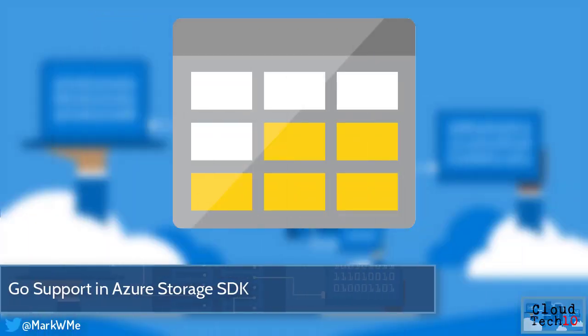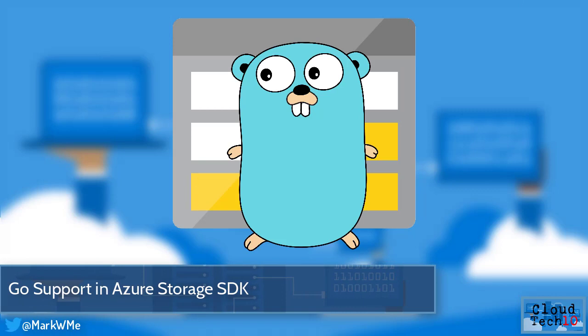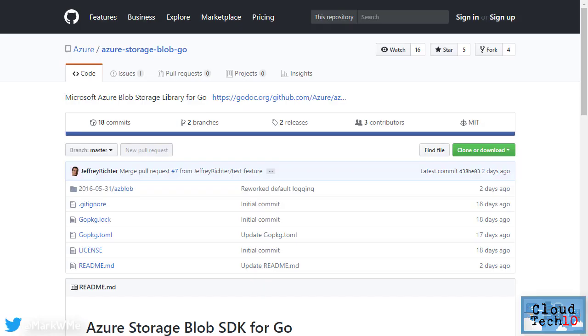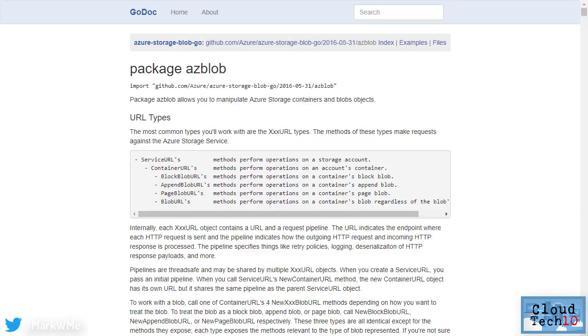The Azure Storage SDK for Go is now available in preview. This initial release of the SDK supports blob storage with support for files and queues following soon. The source code is available on GitHub, and you can visit GoDoc to get access to detailed documentation and examples.